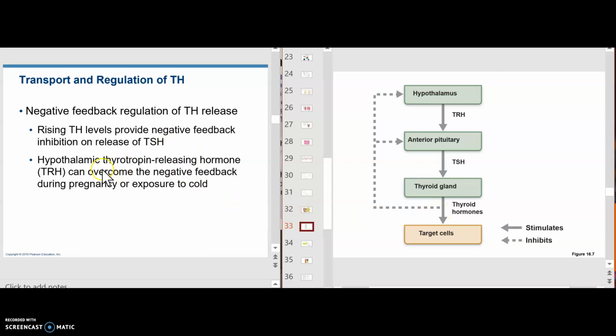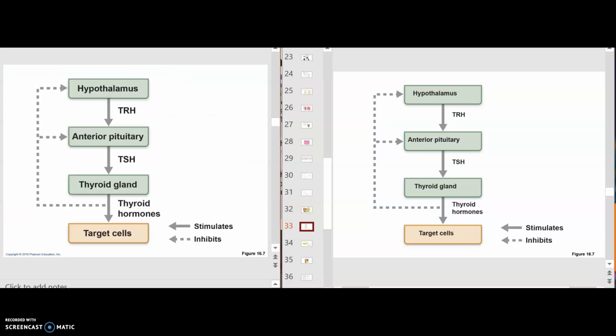Okay. So that's what this is, hypothalamic releasing hormone. Okay, so we go a little further. Here's that picture there also. I go here.